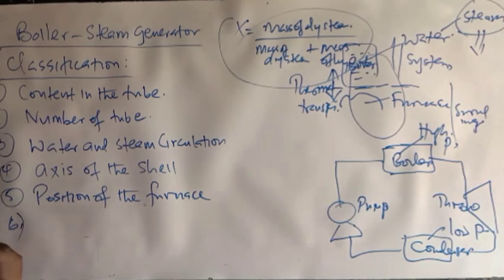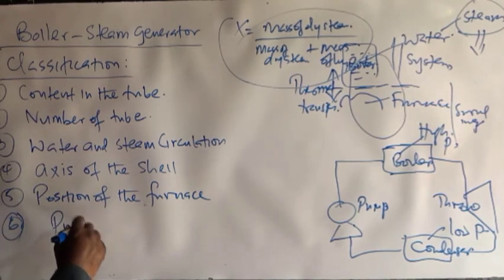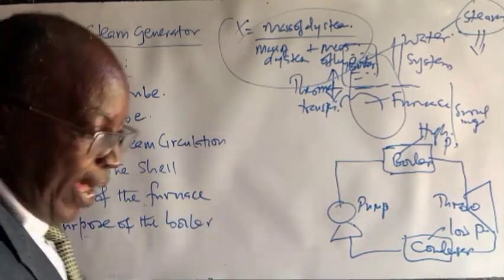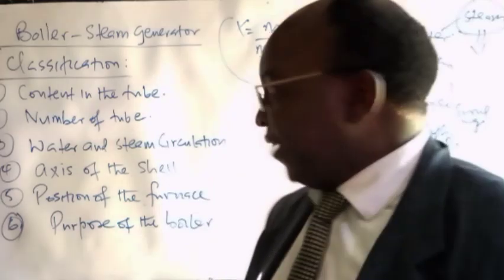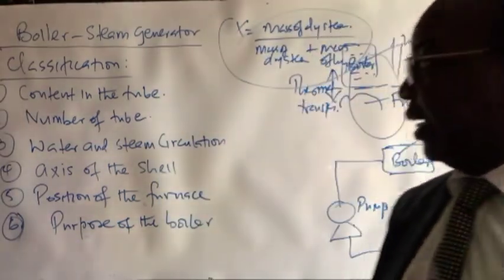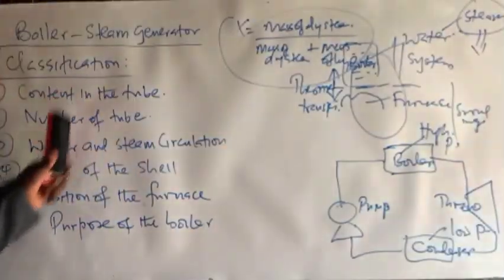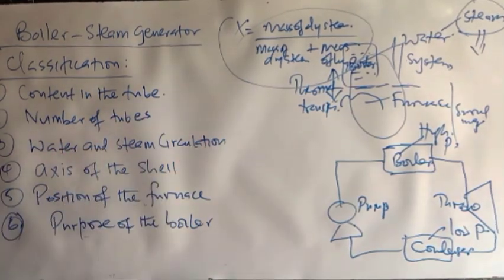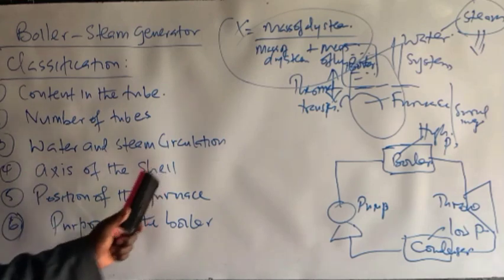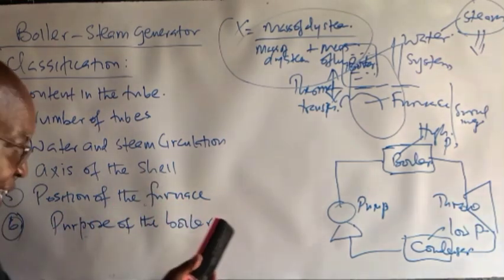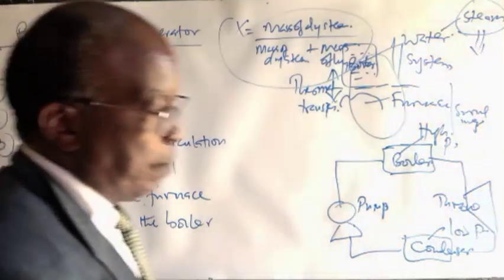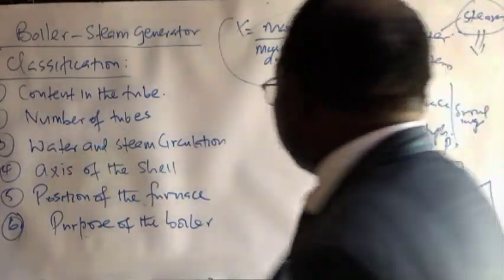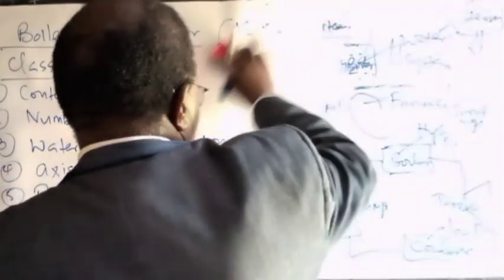Finally, you need to know the purpose. Why are you having that boiler? Because why you're having it will influence a lot of things. So these are fundamental. We need to know the content in the tube, number one. We need to know the number of tubes. We need to know water and steam circulation in that system. We need to know the axis of the shell. We need to know position of the furnace, and we need to know the purpose of the boiler. What are you using it for? Because that makes a lot of difference.